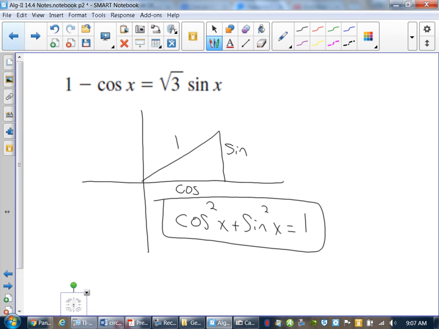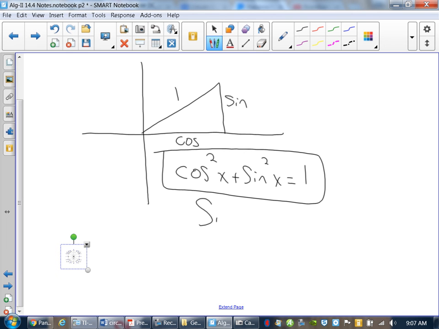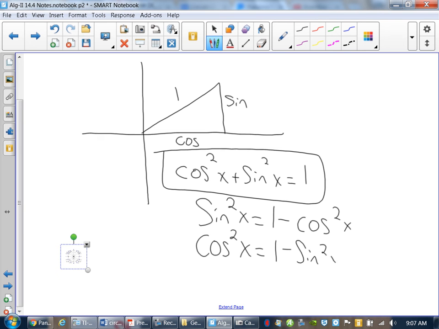Cosine squared plus sine squared will always equal 1, which means you can rewrite sines and cosines in terms of one another. By manipulating this, I can say that sine squared is equal to 1 minus cosine squared. Or cosine squared is equal to 1 minus sine squared. So basically, if you have a sine, you can find a cosine. Or vice versa.